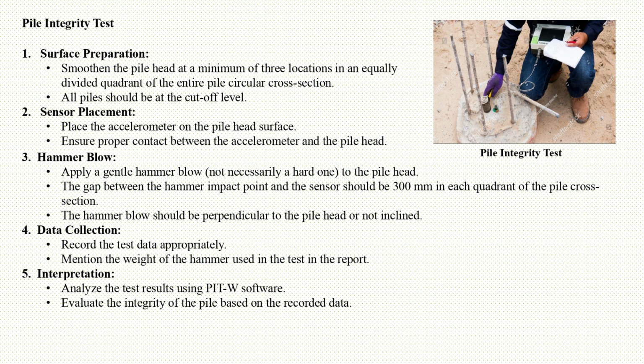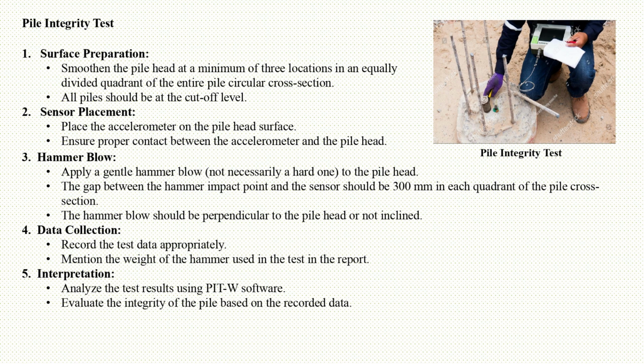3. Hammer blow. Apply a gentle hammer blow, not necessarily a hard one, to the pile head. The gap between the hammer impact point and the sensor should be 300 mm in each quadrant of the pile cross section. 4. Data collection. Record the test data appropriately. Mention the weight of the hammer used in the test in the report. 5. Interpretation. Analyze the test results using PIT software. Evaluate the integrity of the pile based on the recorded data.